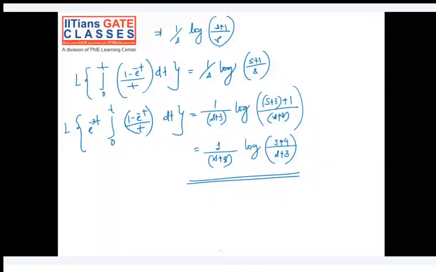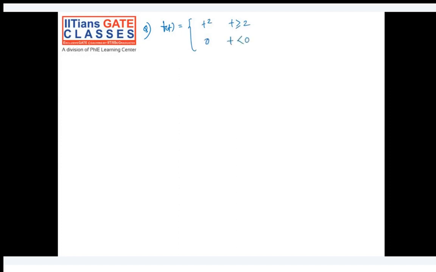Let me give you one more question. f of t is equal to t square for all the values of t greater than or equal to 2, and f of t is 0 for all the values of t less than 2. Find the Laplace transform of f of t.